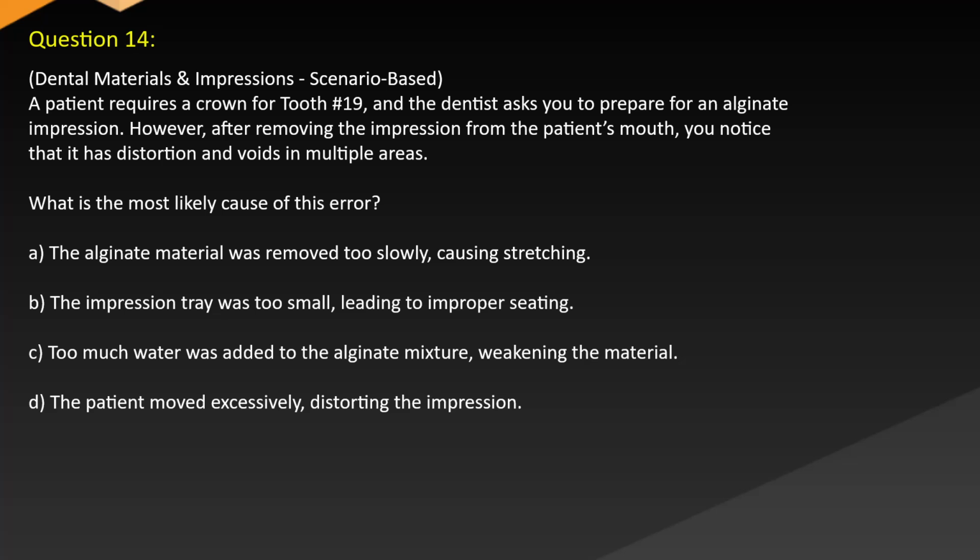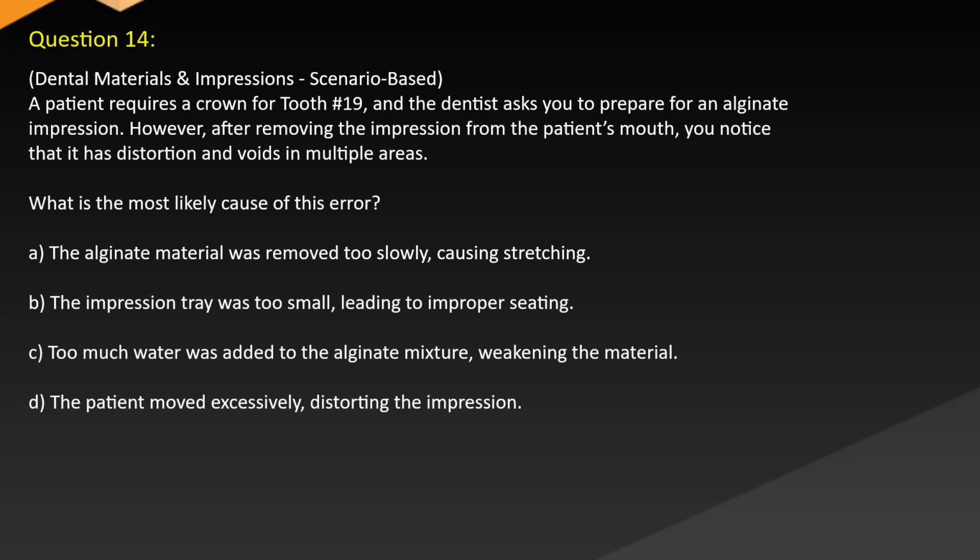Question 14. Dental materials and impressions. Scenario-based. A patient requires a crown for tooth number 19 and the dentist asks you to prepare for an alginate impression. However, after removing the impression from the patient's mouth, you notice that it has distortion and voids in multiple areas. What is the most likely cause of this error?